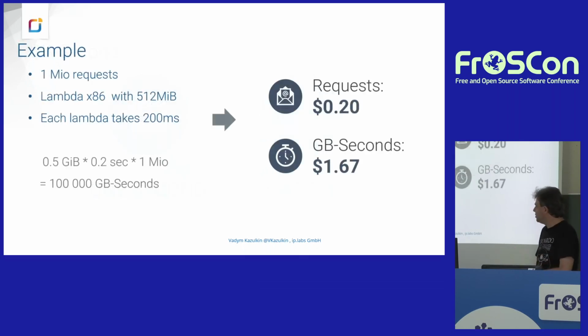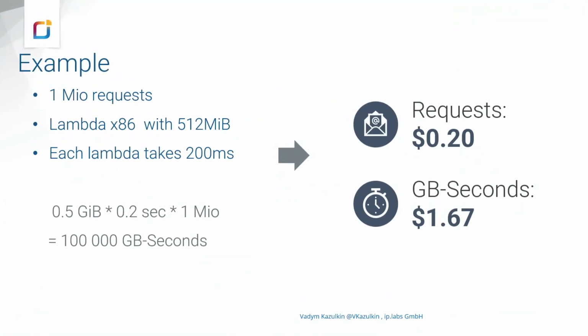This is a very trivial example, which cannot always be true, because no Lambda function runs for exactly the same amount of time. But imagine we have 1 million requests, a Lambda with the x86 processor architecture, we assign half a gigabyte of memory, and each of these million invocations takes 200 milliseconds. Then for the requests we pay $20, and for the duration and memory we pay this amount. This is to understand how the pricing works.